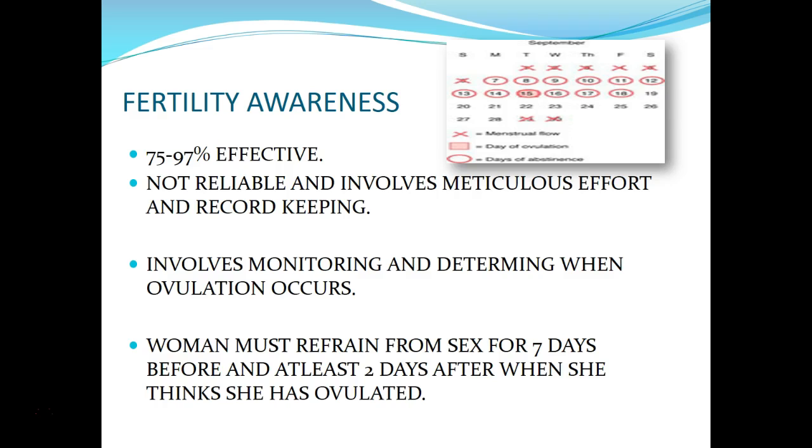The calendar method is the least reliable method, and it is based on the theory that ovulation occurs 14 days prior to the next period, plus or minus 2 days. And if you know that and your cycle is consistent, then you can determine which day every month you theoretically will ovulate, and then you can refrain from sex.